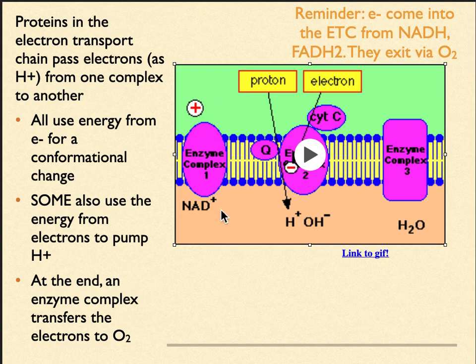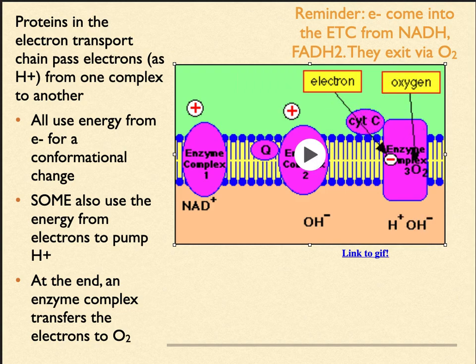The first one here is both passing the electron to the next protein, and it is pumping a proton. The second one here, represented by Q, is only passing the electron, it's not pumping a proton. The third one here is going to both pass and pump. So you see there. And then this fourth one, cytochrome C, is going to just pass.